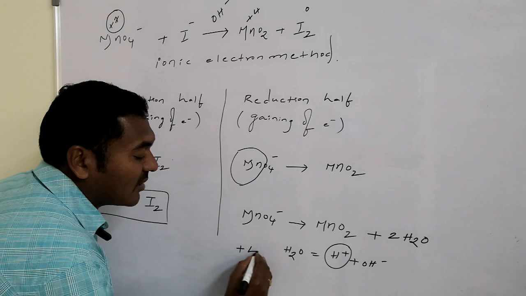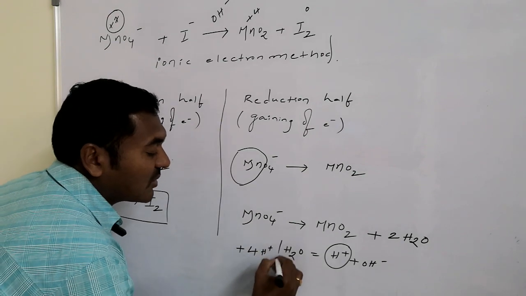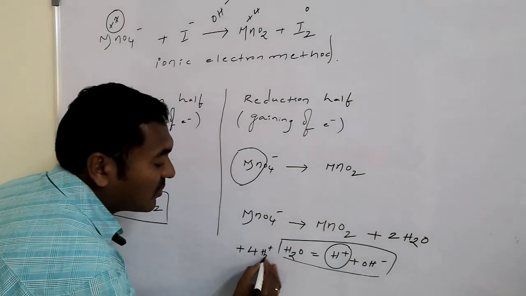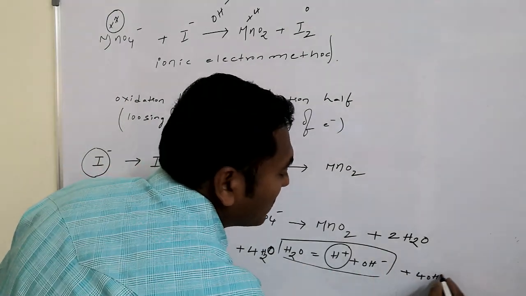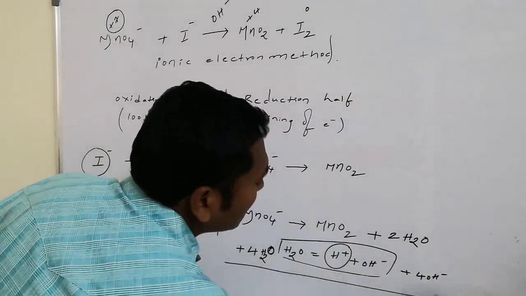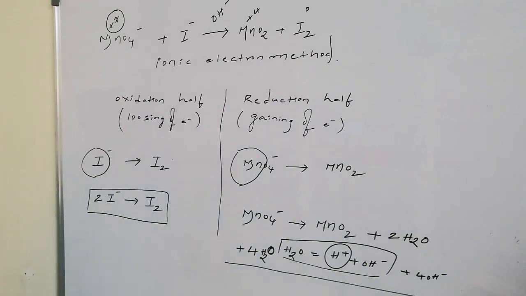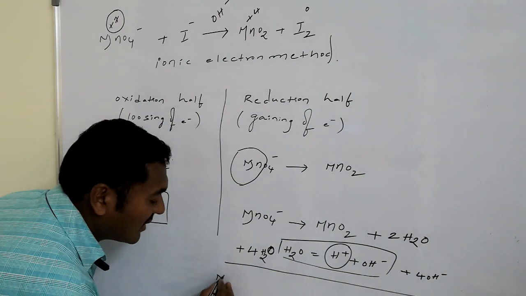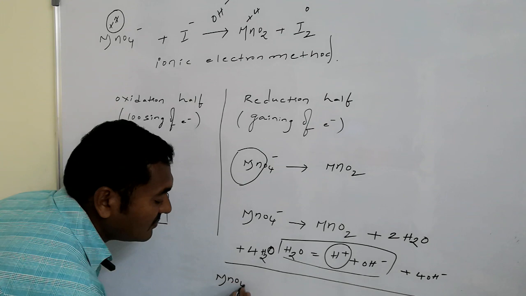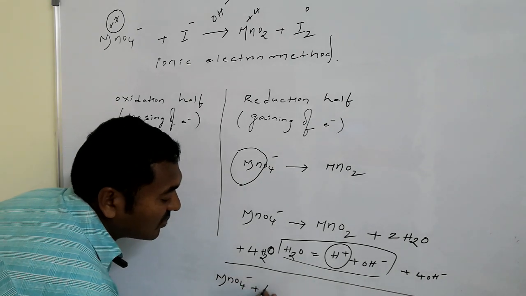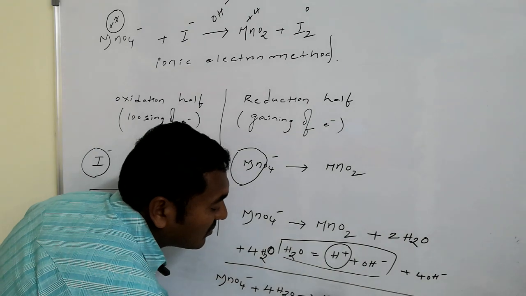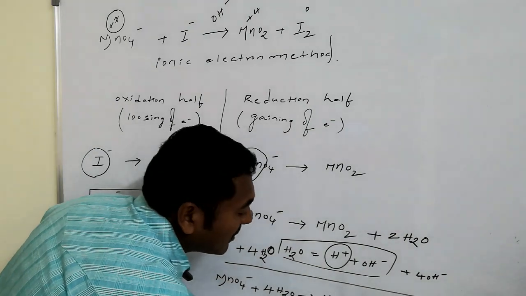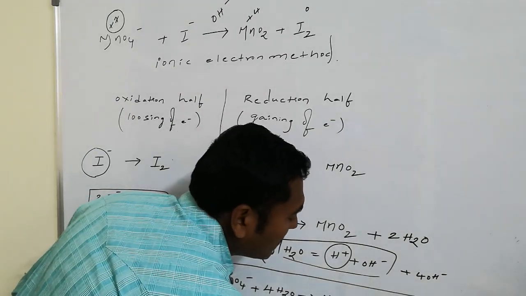So here there is a lack of 4 H pluses. So 4 H pluses can be written as 4 water, and on this side we have to write 4 OH minus. So the net is 4 H plus ions are added. Hence the net equation is MnO4 minus plus 4 H2O is converted to MnO2 plus 2 H2O followed by 4 OH minus.